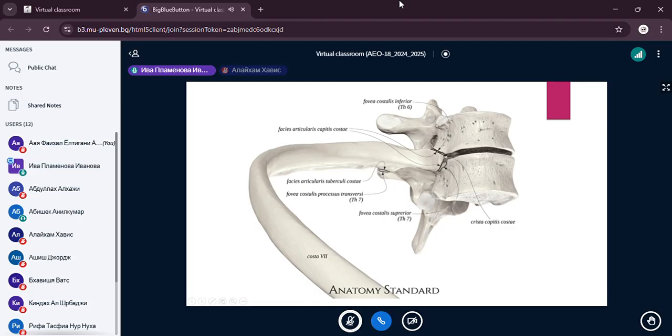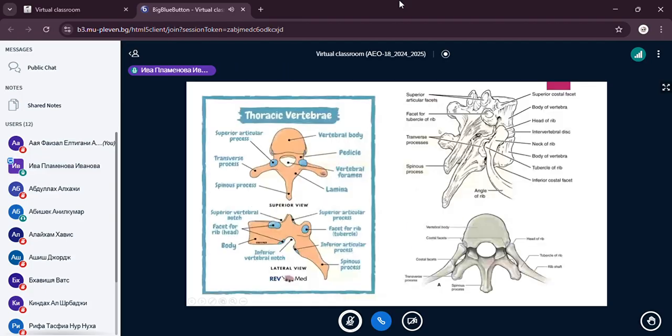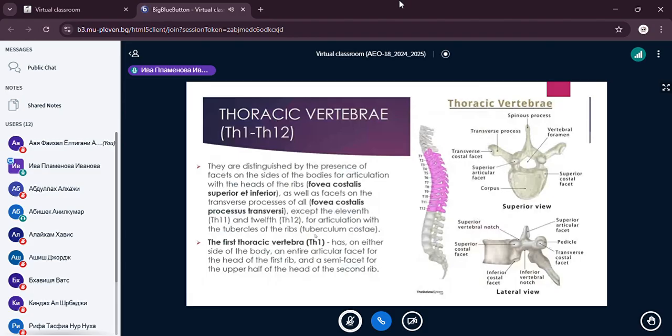But I told you that the first thoracic vertebra has one complete articular surface for the head of the first rib and one semi-facet for the upper half of the head of the second rib.